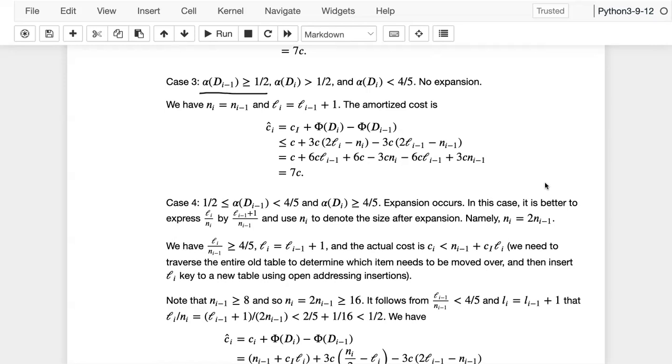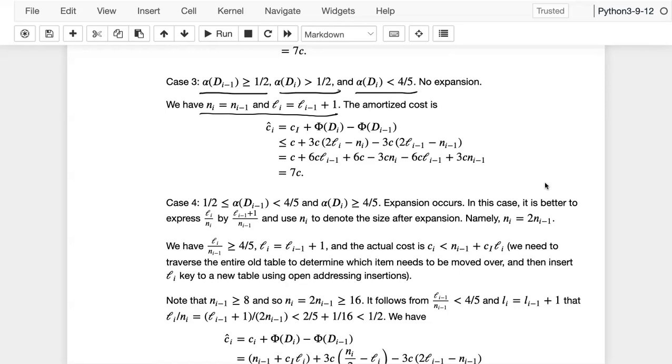The next case is that before the insertion, the load factor is at least 1/2, and after the insertion, obviously it becomes strictly greater than 1/2, but the load factor is still less than 4/5. Hence, there is no expansion. As before, we have this condition: n sub i is equal to n sub i minus 1, and l sub i is equal to l sub i minus 1 plus 1.